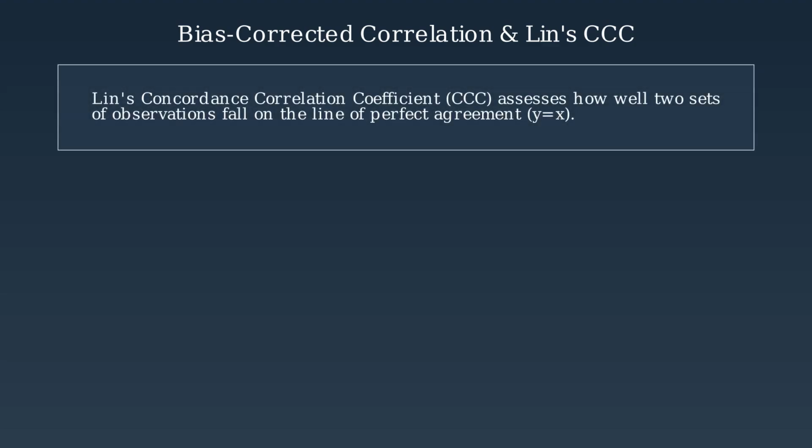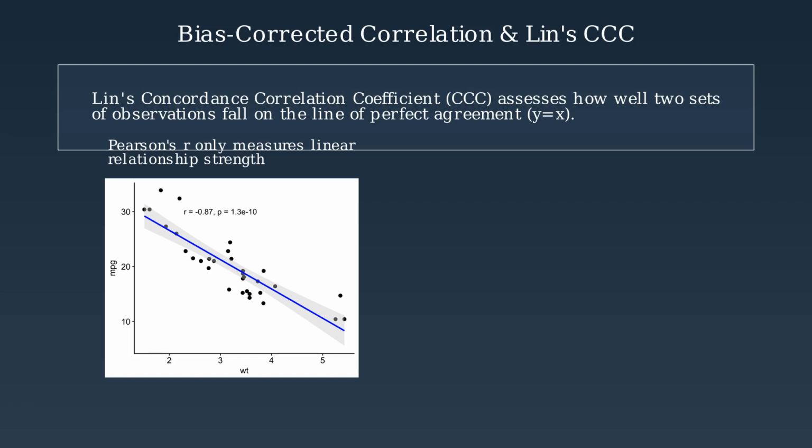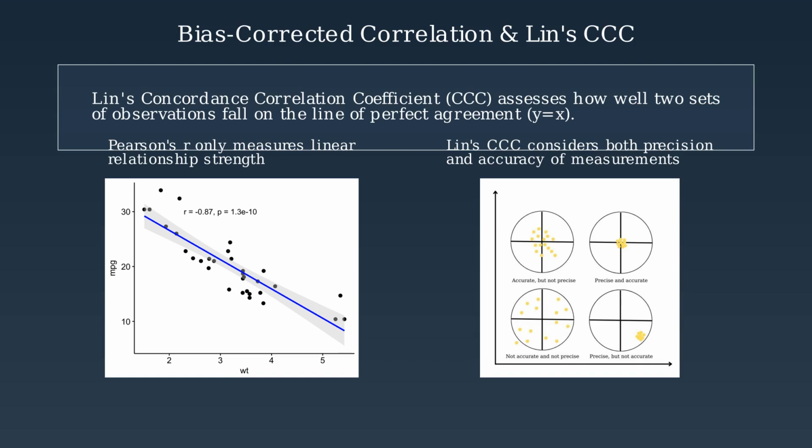Lin's concordance correlation coefficient, or CCC, assesses how well two sets of measurements fall on the line of perfect agreement. While Pearson's correlation coefficient only measures the strength of a linear relationship between variables, it doesn't account for systematic differences. Lin's CCC improves upon Pearson's R by considering both precision and accuracy of measurements.